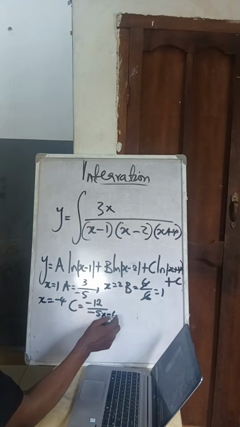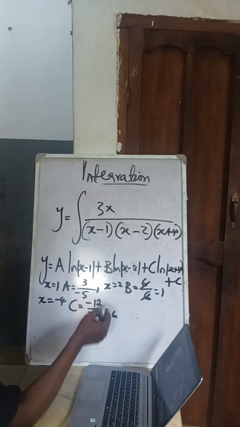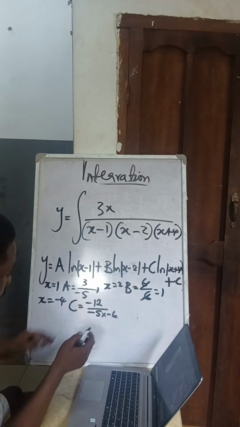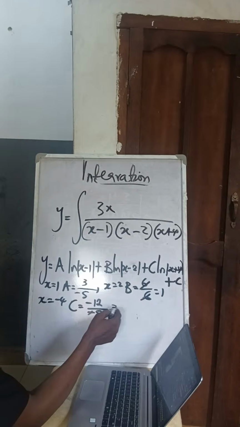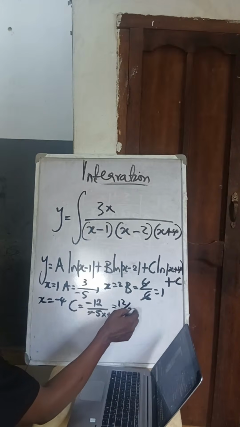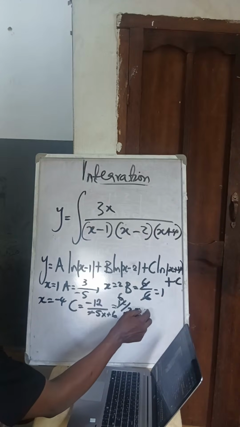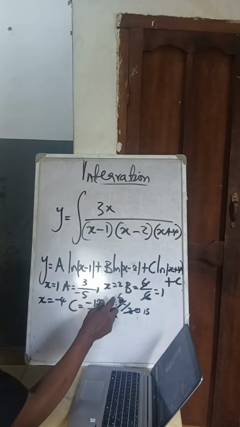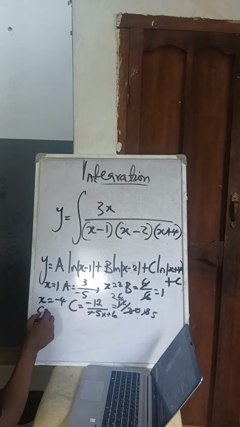So minus 4 minus 2 is minus 6, minus 1 is minus 5. So minus times minus is plus. So this will cancel this. 5 times 6 is 30. So 12 over 30. 2 here, 6. 2 here, 15. Do you understand? Then 3 here can give you 2. 3 here, 5. So our C can be reduced to 2 over 5.